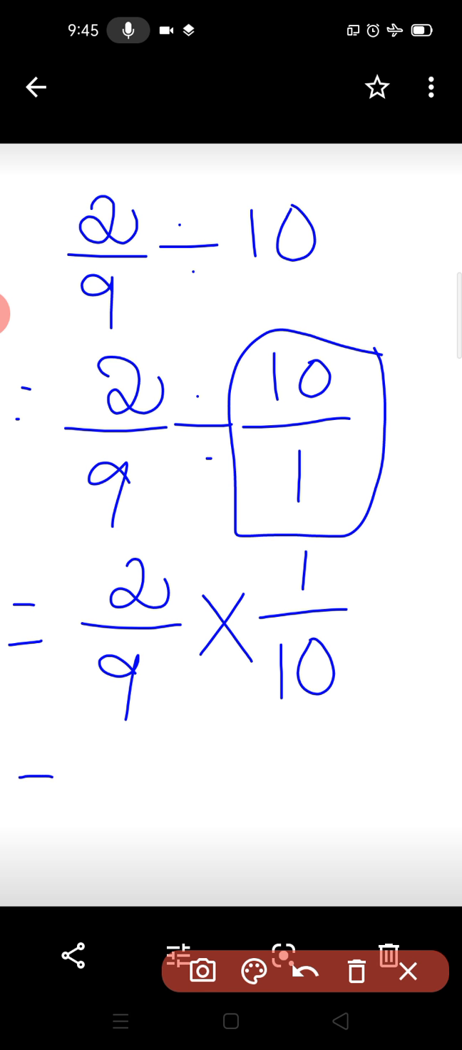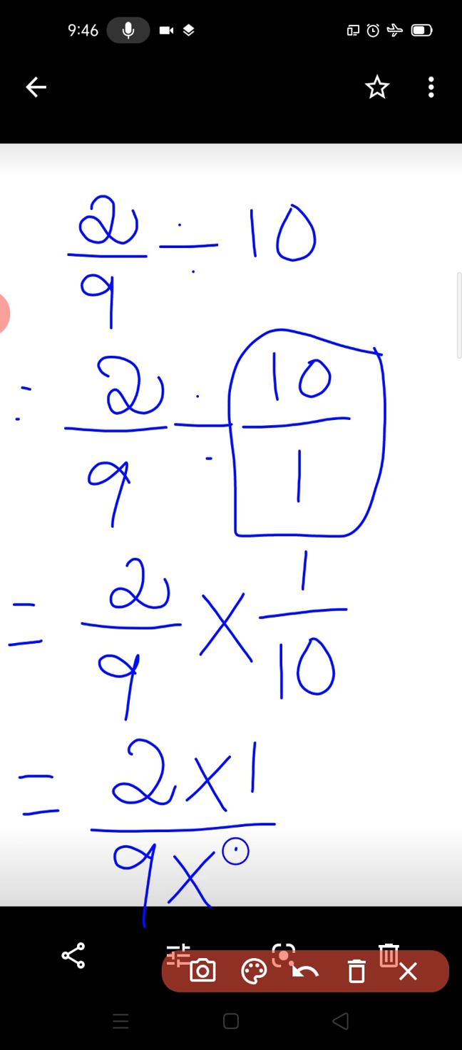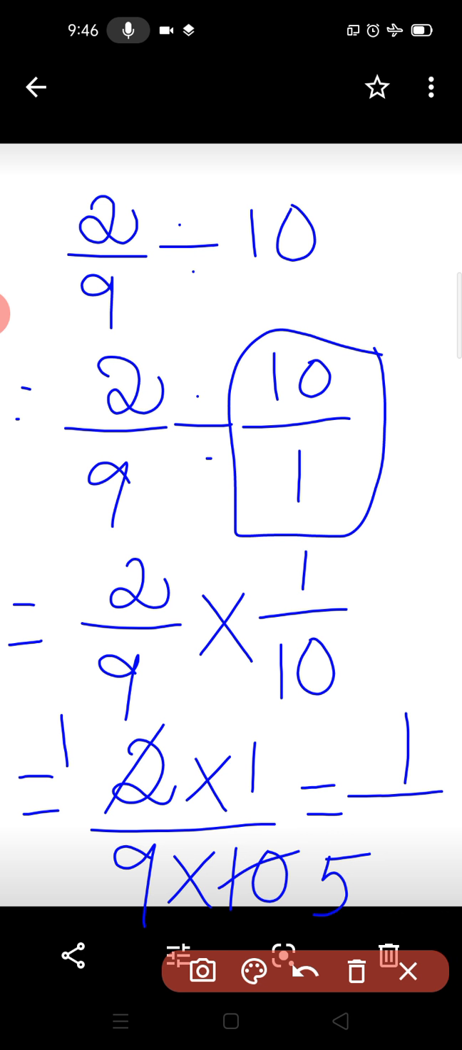Now, product of numerators by product of denominators. Verify for the common factors. 2 ones are 2, 2 fives are 10. Now, multiply the remaining numerators, 1 into 1 is 1, and both denominators, 9 into 5, 9 fives are 45. So, this is the way to divide a fraction by a whole number.